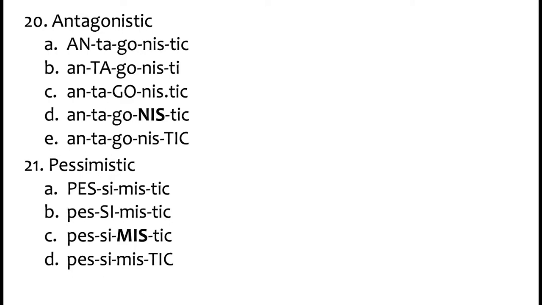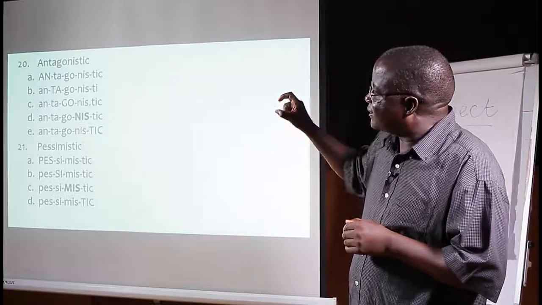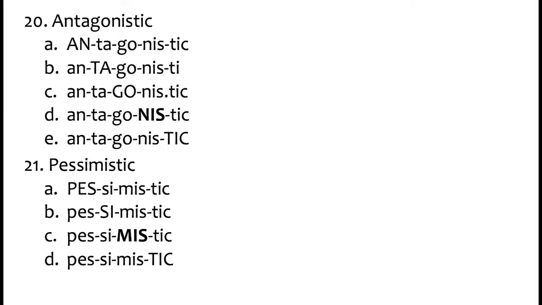20. Antagonistic, antagonistic. Here we have 5 syllables: an, ta, go, nis, tick. Now, since the words are broken up into syllables, you'll find that option D, where nis is highlighted, is the place where the primary stress lies.